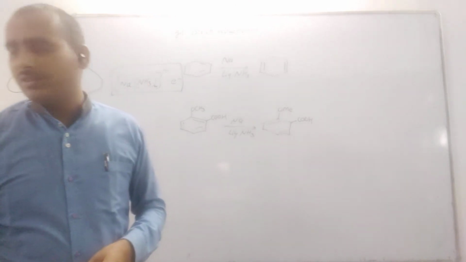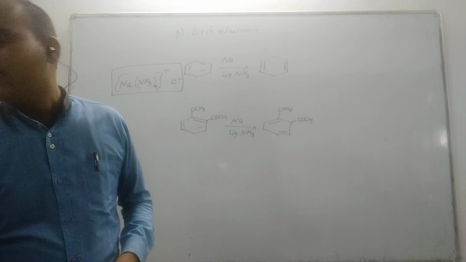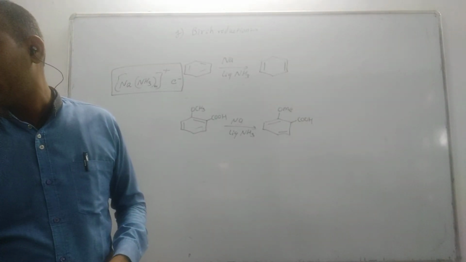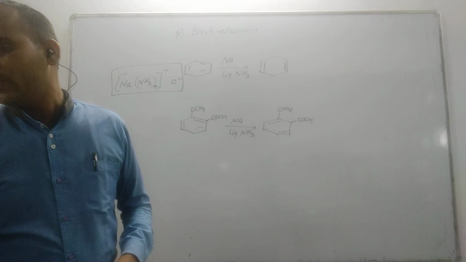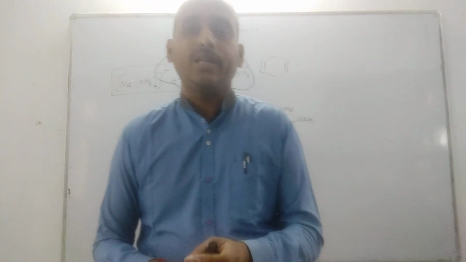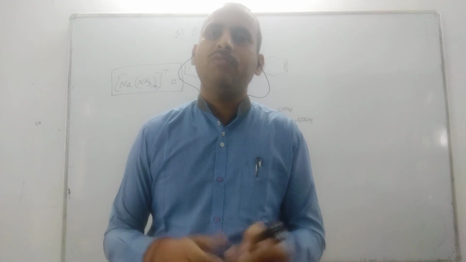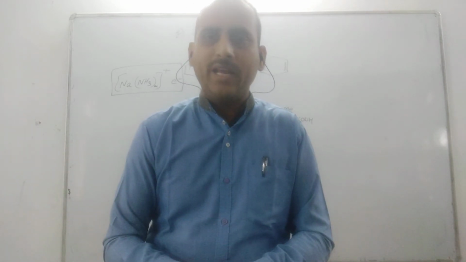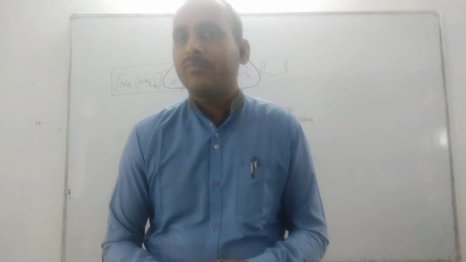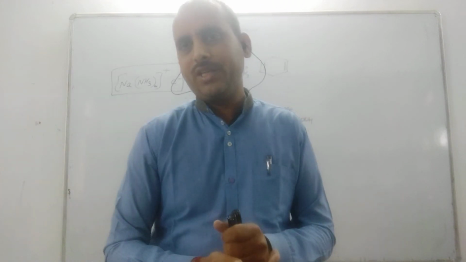Now let's see the second type of reduction reaction, that is Wolf-Kishner reduction. Not Wurtz, Wurtz is the reaction in which coupling of two alkyl halides using sodium takes place. Now we take the reduction reactions. So here we take the Wolf-Kishner reduction reaction.